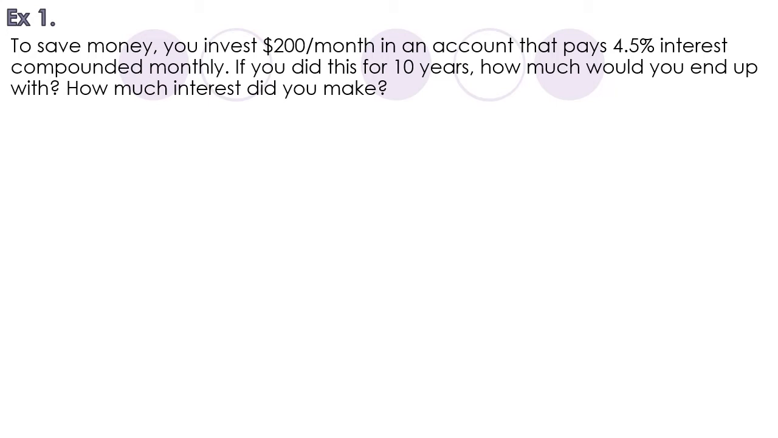First one, to save money, you invest 200 bucks a month in an account that pays 4.5% interest compounded monthly. Again, highlighting things. Compounded monthly, there's our C. If you did this for 10 years, how much would you end up with, and how much interest did you make?